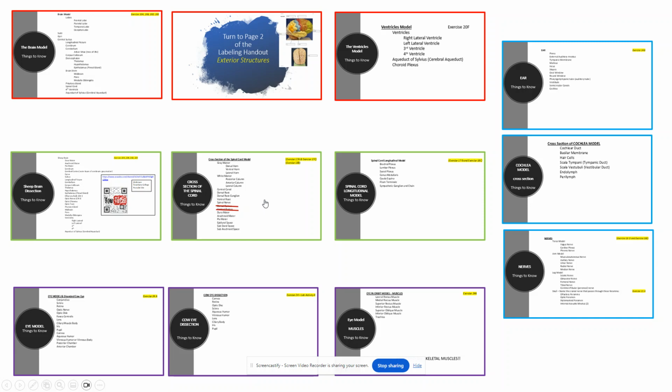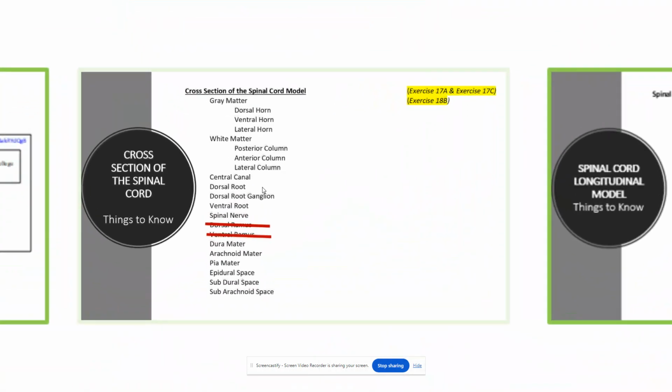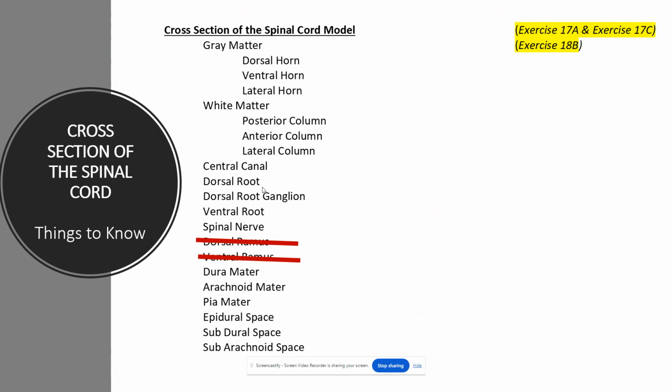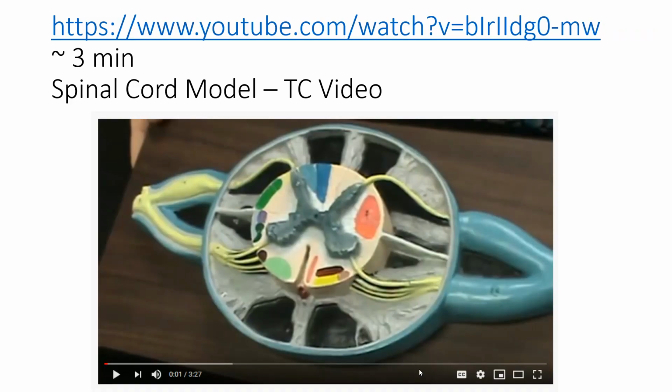Okay, let's take a look at the cross section of the spinal cord model. Remember, a cross section is when you're going to have a top and bottom. So it's due from a transverse cut. So we're going to cut the spinal cord, and we're going to have a top part and a bottom part. There is a video that goes along with this.